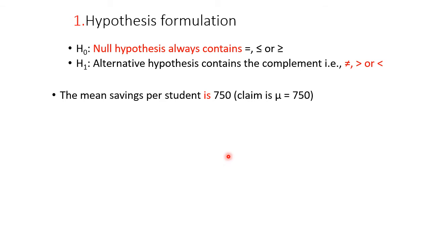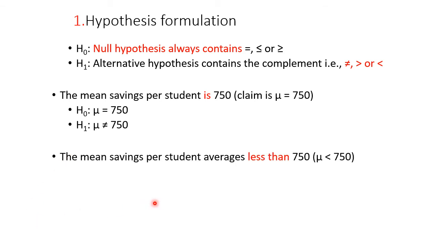Let's look at an example. If a question says the mean savings per student is 750, which means it's equal, the claim is in the null hypothesis. They are saying that mu is equal to 750. That is how you would write it. And then the opposite of equal is not equal. These are easy marks in an exam. Always start with your null hypothesis and then your alternative hypothesis.